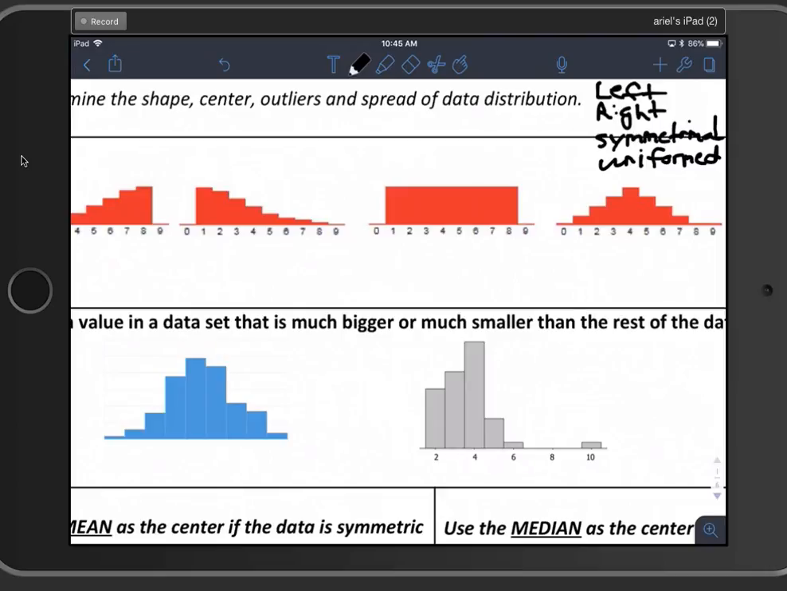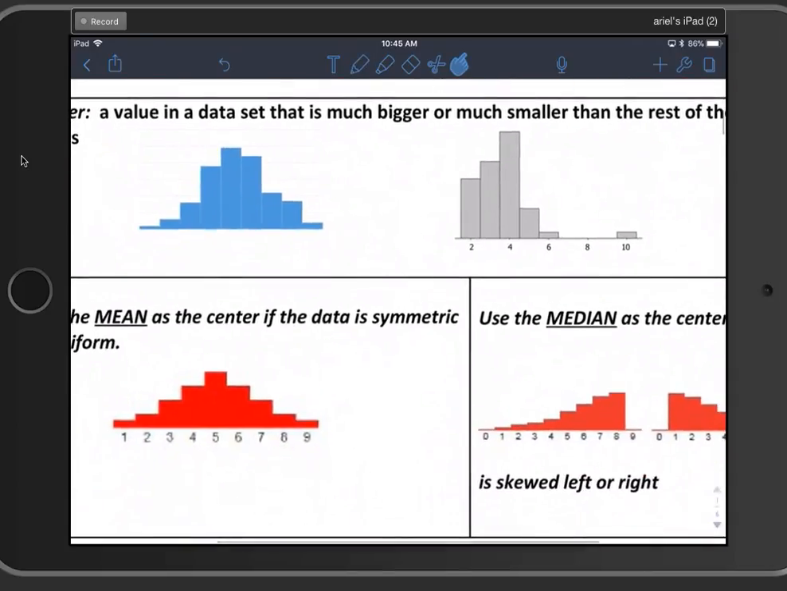Okay, hopefully you had this one as your left, and this one as your right, and this one was uniform, and this one was symmetrical. And that's all you'll need to know on the test for that part, is how to label the shape.